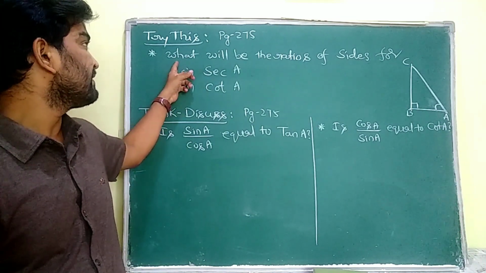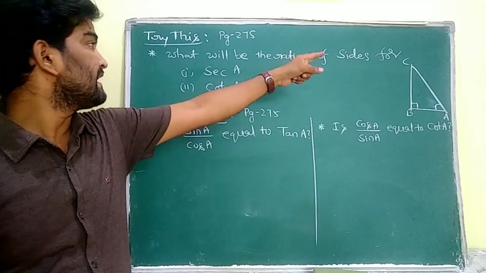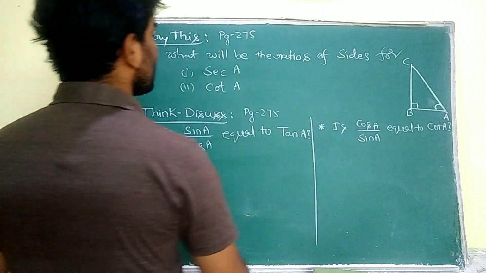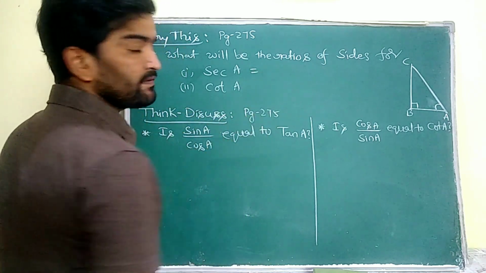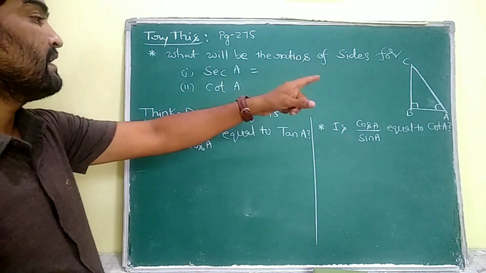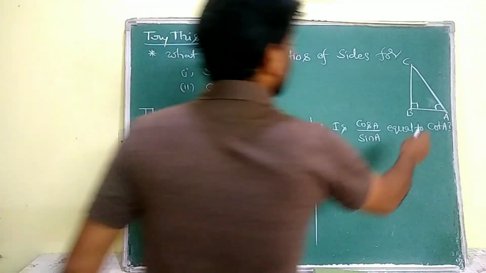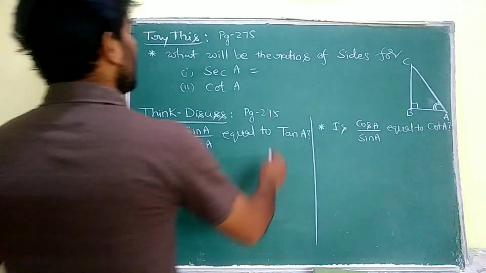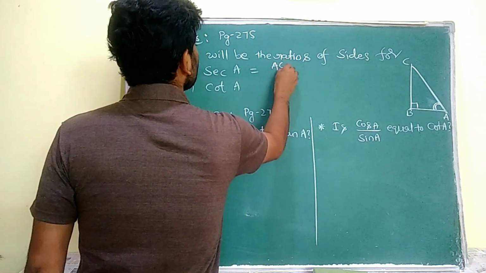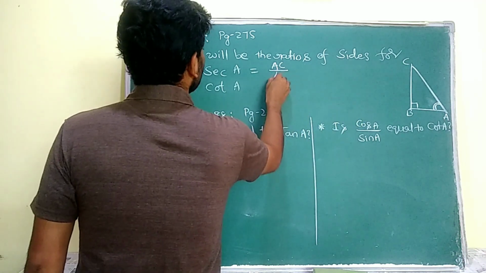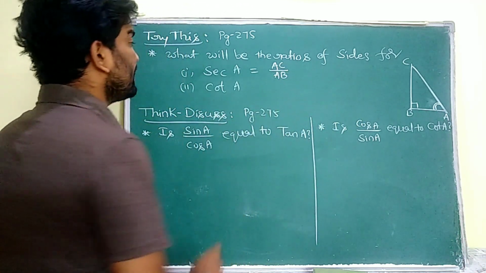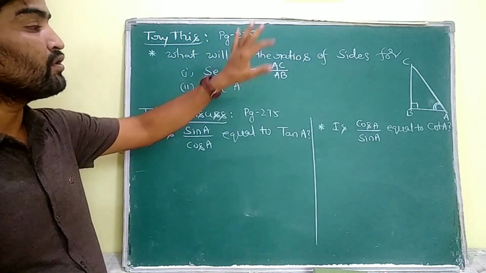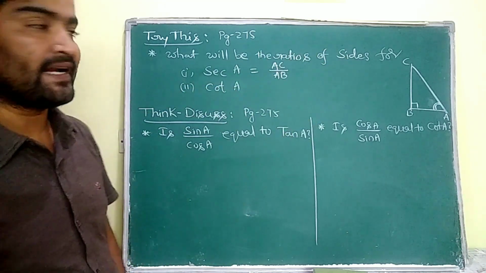Now, here it is asking what will be the ratios of sides for secant A and cot A. In this figure, he is asking you to write the ratios of the sides for secant A. Secant A means, here this is A, hypotenuse by the adjacent side to A. The hypotenuse is AC and the adjacent side for A is AB. This is the ratio of the sides for secant A: hypotenuse by adjacent side to A.